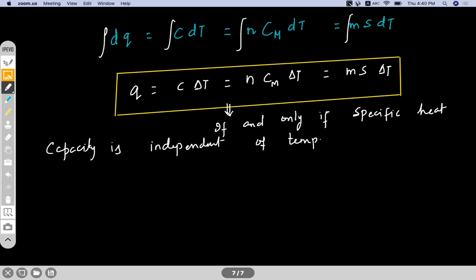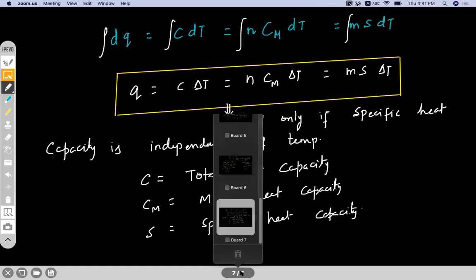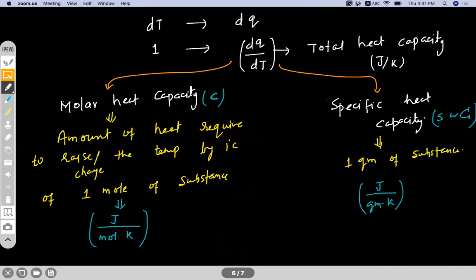Once again, Pranav, I'll go back. This C is the total heat capacity. C_M is the molar heat capacity. S is the specific heat capacity. Yes, copy this down, Pranav.